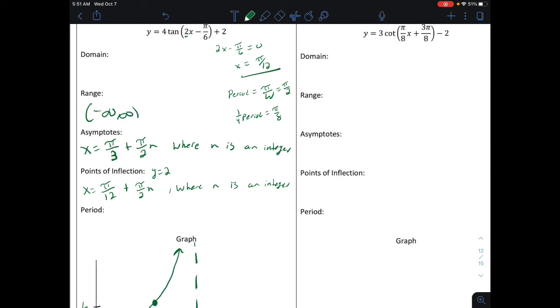The domain of tangent is the set of all real numbers except for the vertical asymptote. So we say all reals except for when x is equal to the vertical asymptote, which we already wrote an expression for. So x is equal to pi over 3 plus pi over 2 times n.